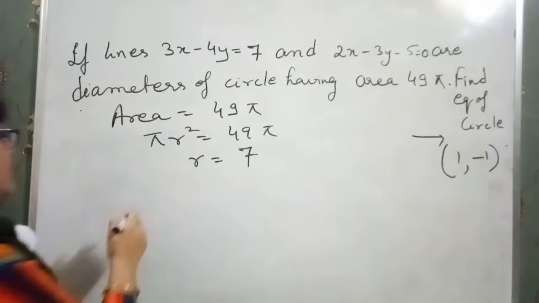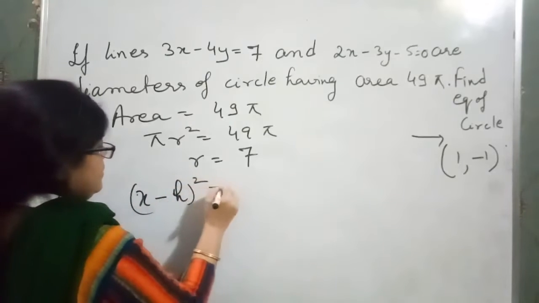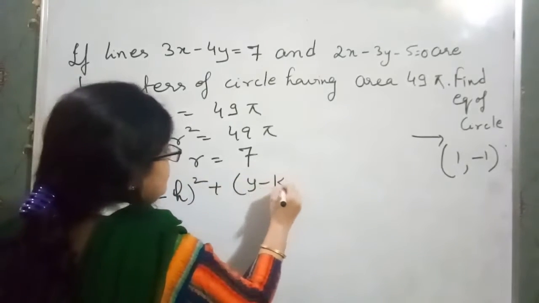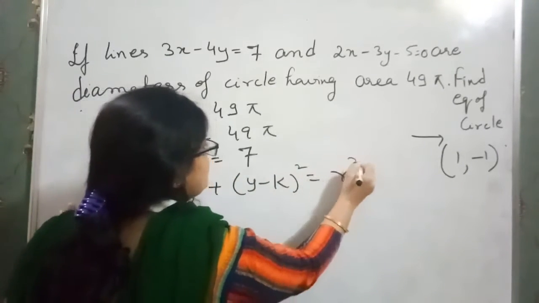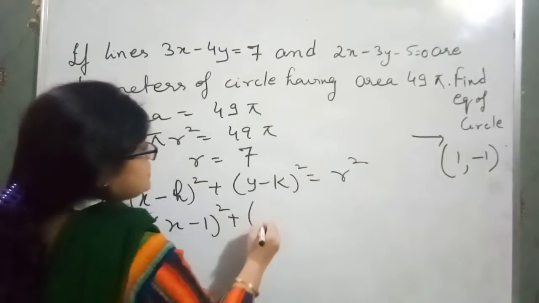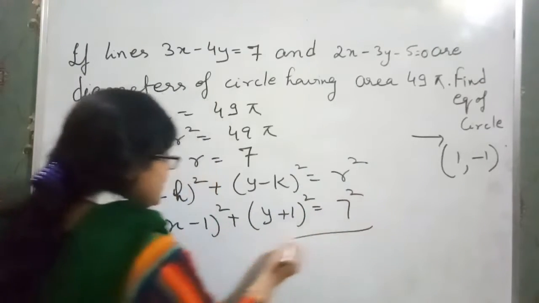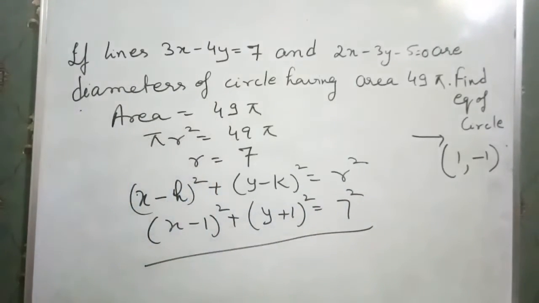So now apply the standard equation of the circle: (x minus h) whole square plus (y minus k) whole square is equal to r square. That means we have (x minus 1) whole square plus (y plus 1) whole square is equal to 7 square. Now you can solve this and get the answer.